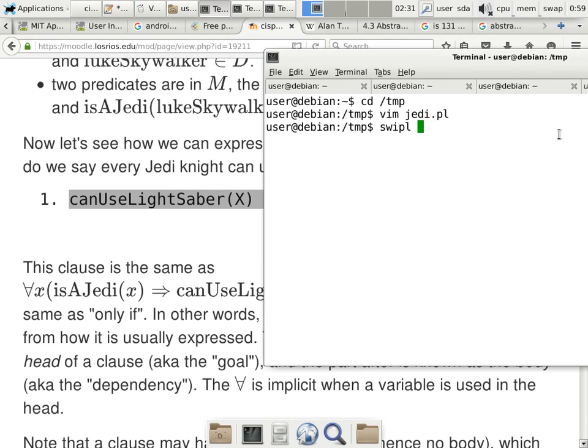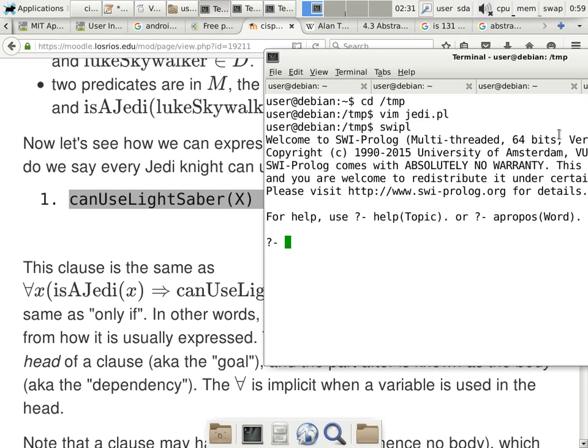I put in SWIPL, which is a certain implementation of Prolog, into my Linux system. So to read in the file, it is just [jedi]. with a close square bracket and a period. It has just read in the source file. So now I can say can_use_lightsaber, and I can ask it about someone who's not in the system.